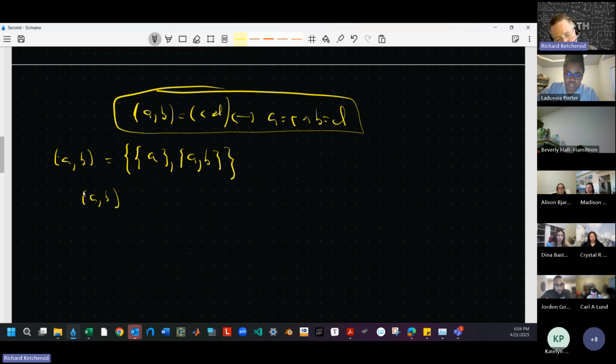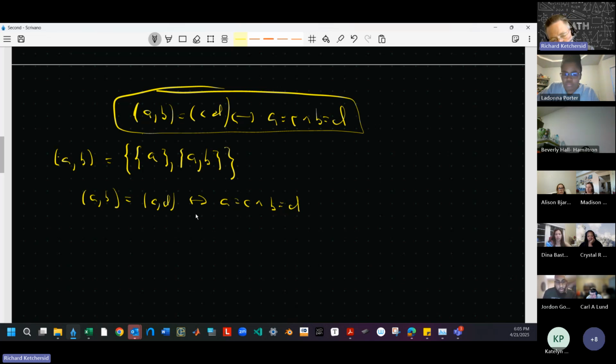So this is another good proof technique thing, right? I want to know that AB equals CD. Let's try this again. AB equals CD if and only if A equals C and B equals D. Right, so I want that to happen.